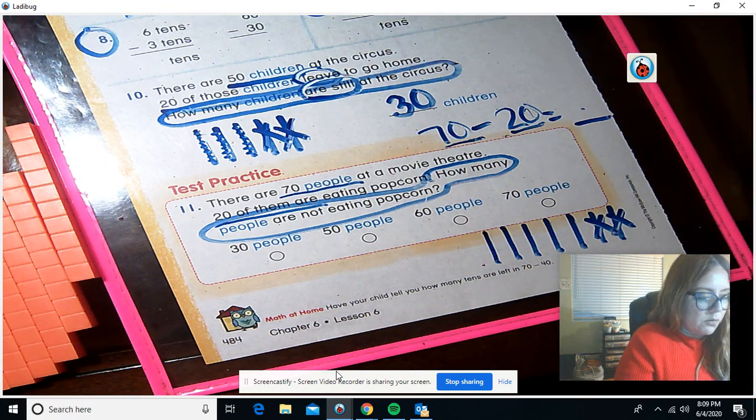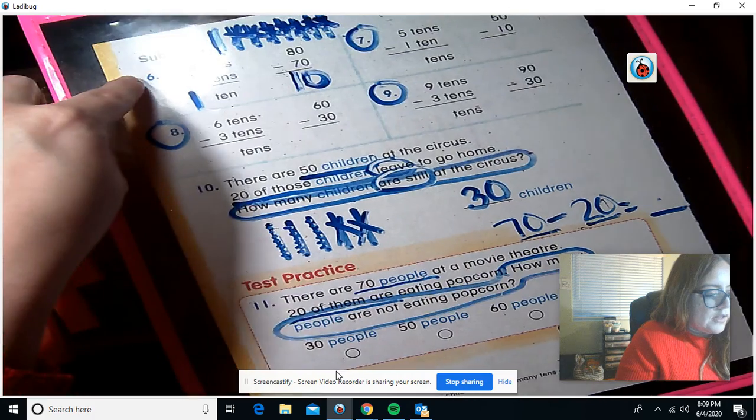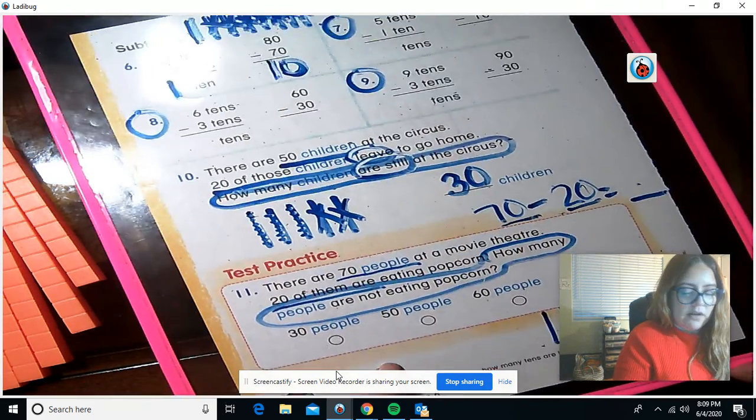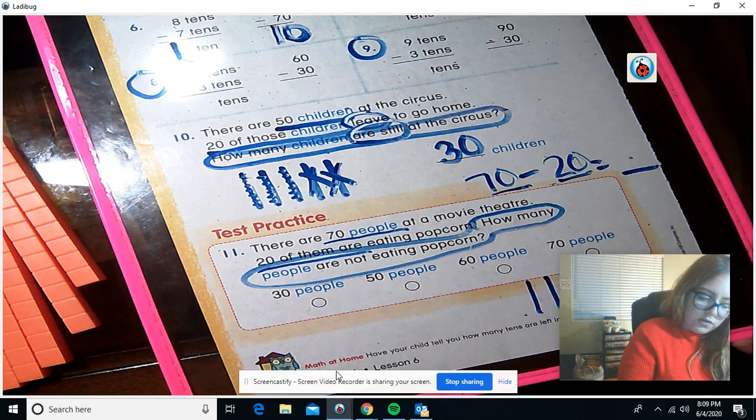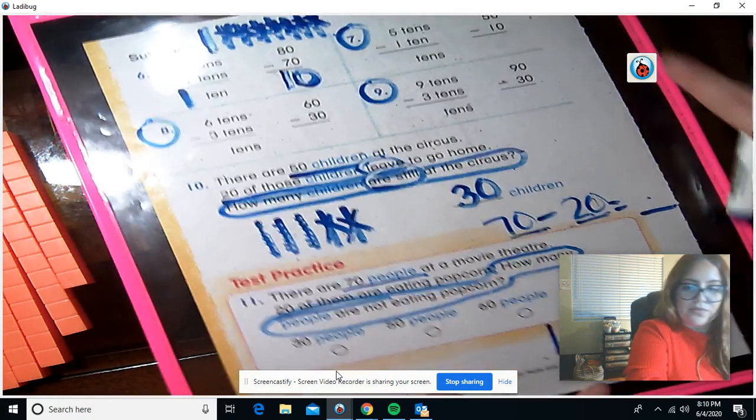Okay? So remember, you have problems 4 and 5. And then you have problems 7, 8, and 9. And you have to finish problem number 11 on your own. And this is page 483 and 484 in your My Math book. Alrighty.